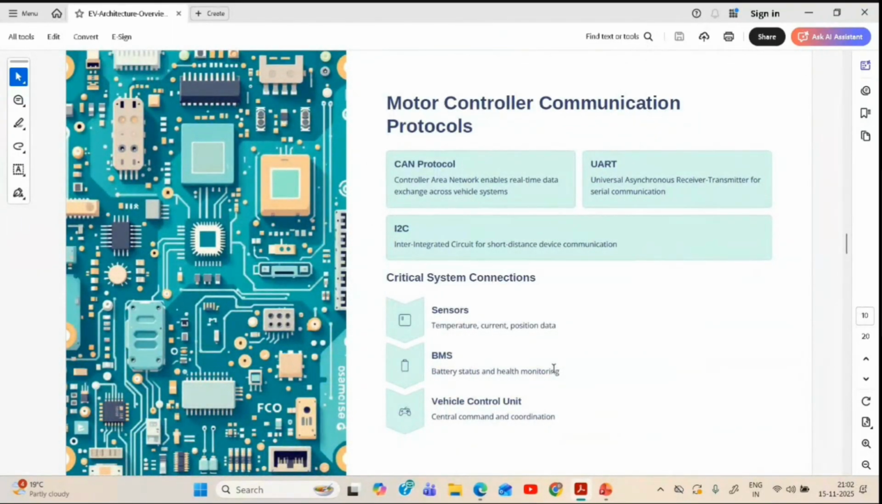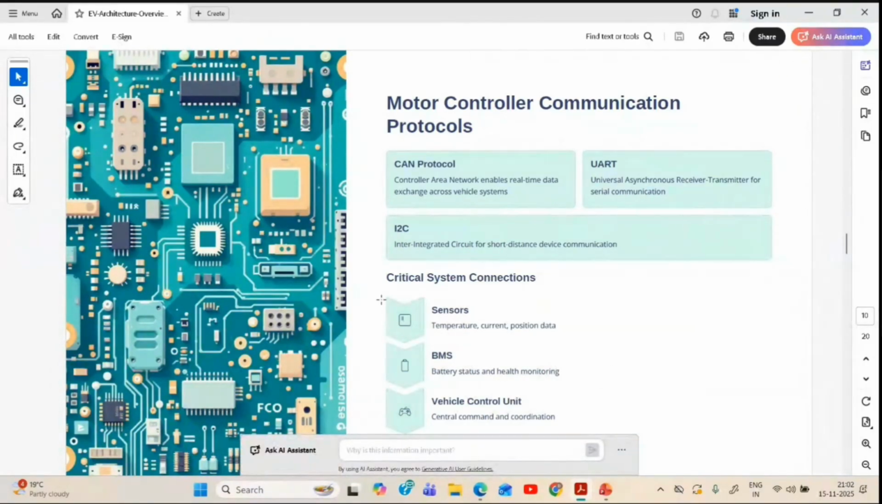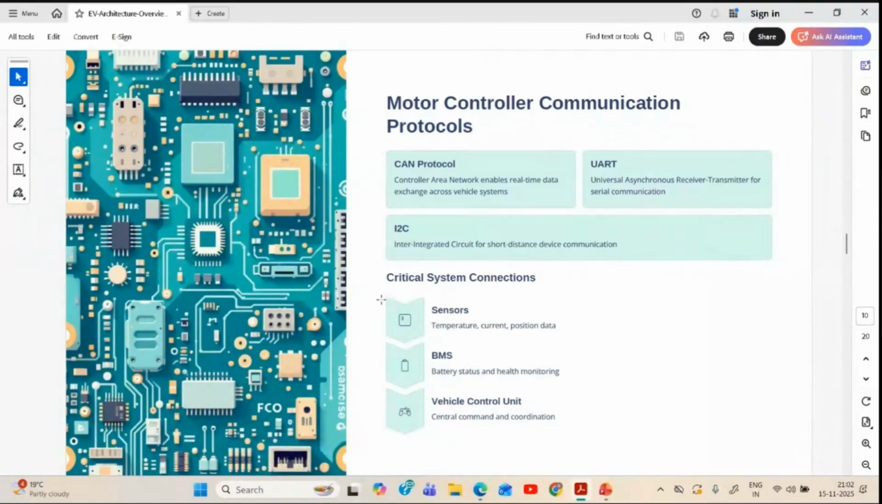But first of all, we'll see now. These are some prominent protocols we are using. Already I have explained a little bit regarding this: CAN, UART and I2C. CAN is the Controller Area Network, UART is Universal Asynchronous Receiver Transmitter, and I2C is Inter-Integrated Circuit. These are some communication protocols we are using in the whole EV, not only in the motor controller.